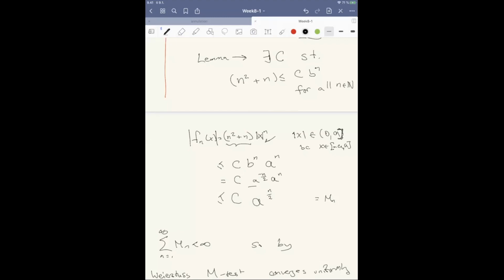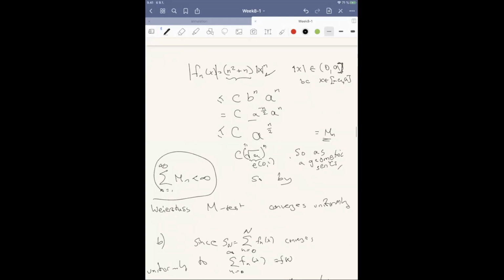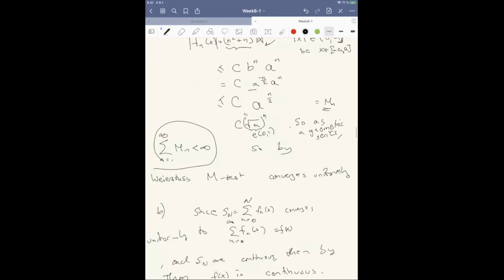It might be better to write this as c times square root of a to the power n. And what is the lesson? This is between 0 and 1. So M_n is really a geometric series. As a geometric series, we know that the sum of M_n converges. This is like a comparison test that we were talking about last time. So now we get that the sum of M_n converges.